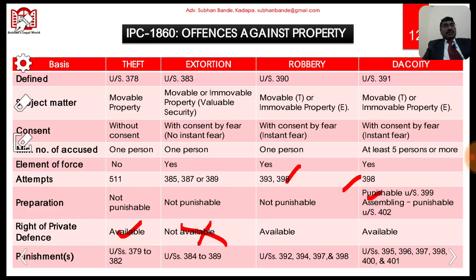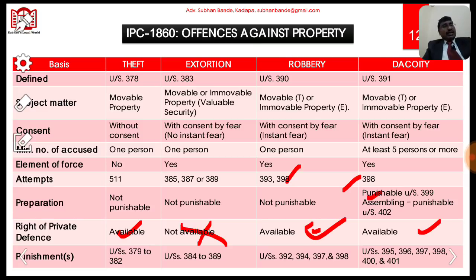He threatens a person. In that threat, here the threat is the future one. The threat may be committed by the accused in future, but he creates some fear in the mind of the victim, but this fear is not the instant fear. Hence, no right of private defense is available. If there is instant fear, then the right of private defense is available. In extortion, there is no instant fear, hence the right of private defense is not available.